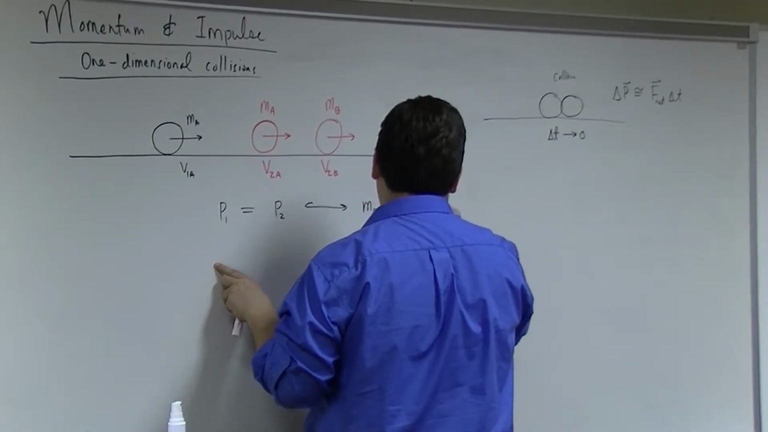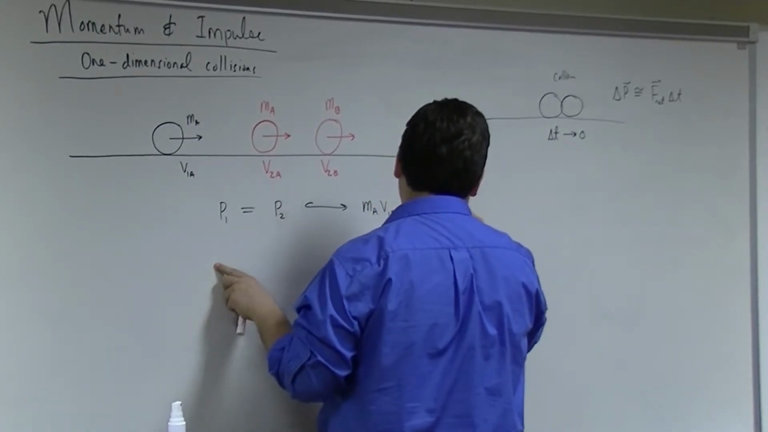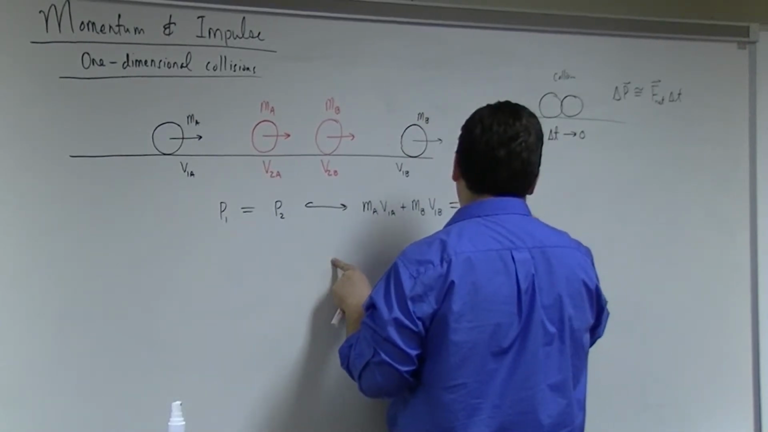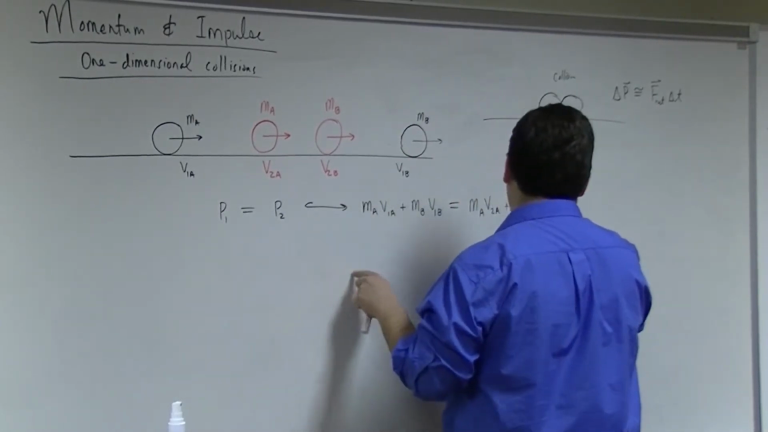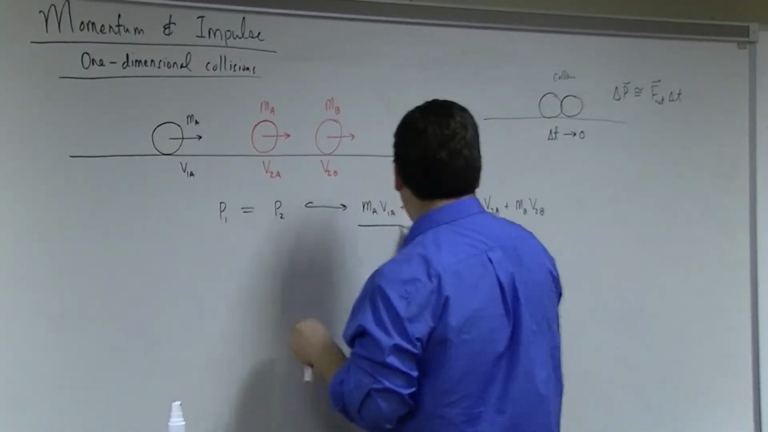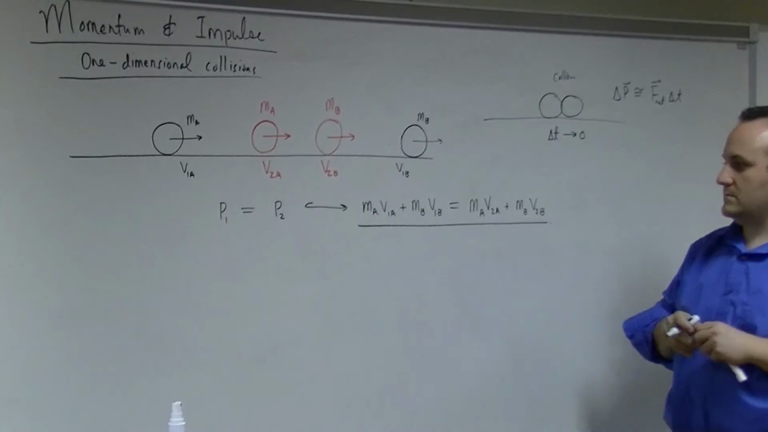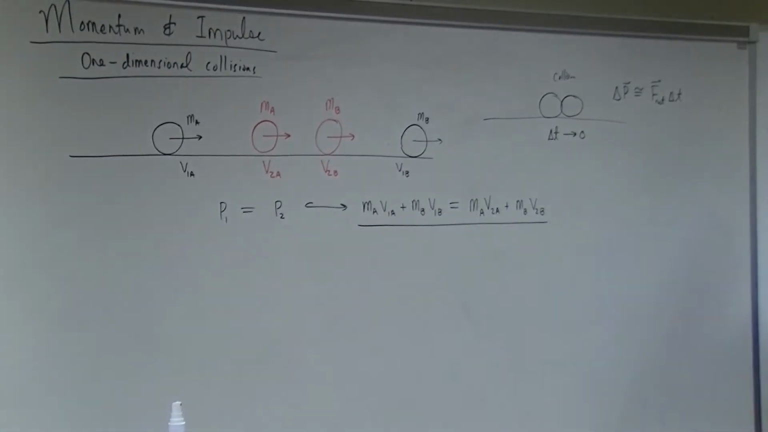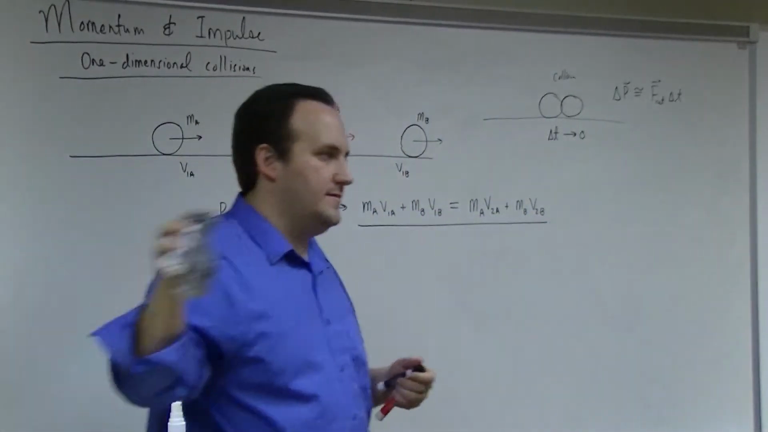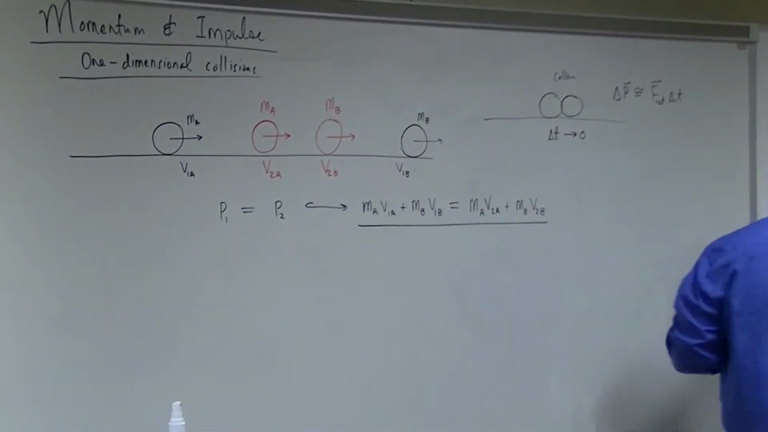MAV1A plus MBV1B is equal to MAV2A plus MBV2B. And that's all she wrote. That's it. Just have to solve that equation and understand it. So let me give us the problem. Work it out.